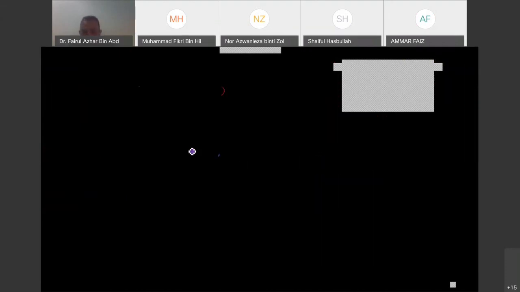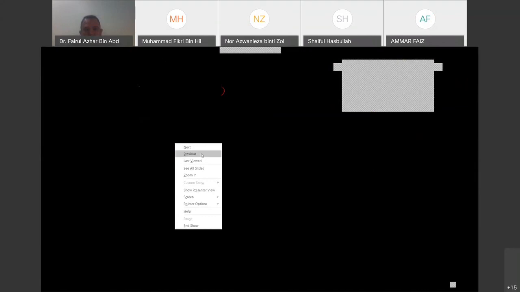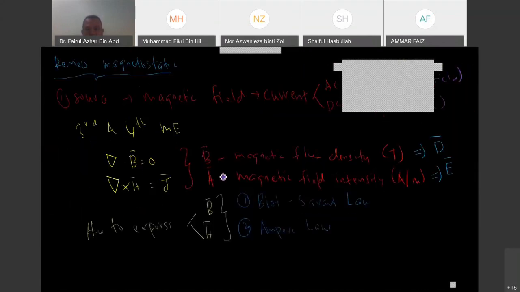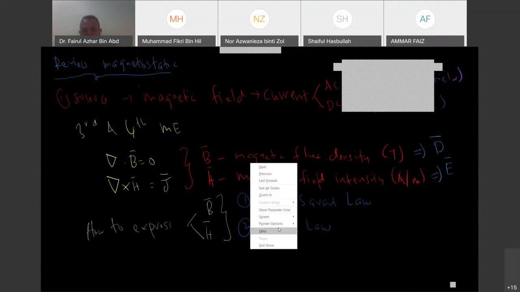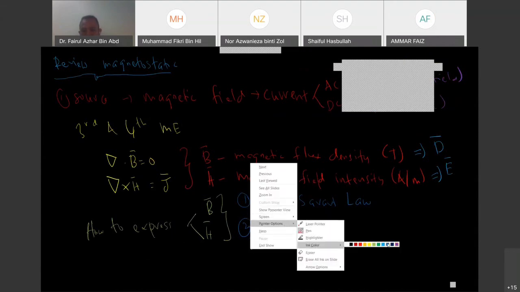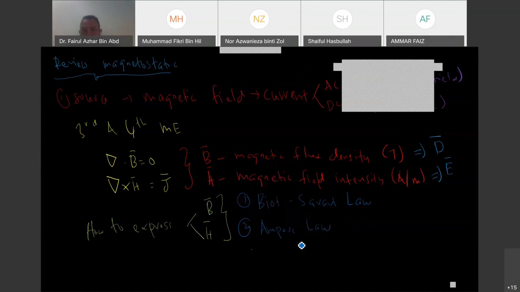Okay, so the next law. Oh sorry. So we have another law here, the third law. As in electrostatics we have Gauss law, in magnetostatics as well we have a similar law, which we also call Gauss law. All these laws provide information or techniques on how to develop expressions for our vector B and vector H.